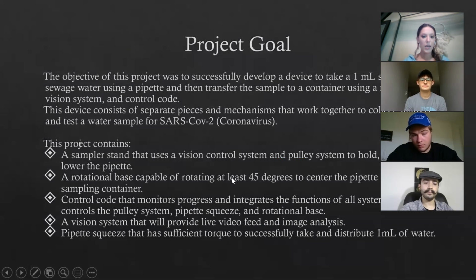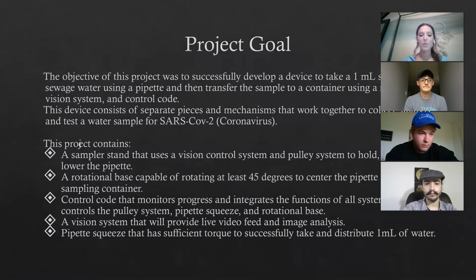This project contains a sampler stand that uses a vision system and a pulley system to hold and lower the pipette. It also contains a rotational base, a control code that controls the pulley system, the pipette squeeze, and the rotational base. It includes a vision system and a pipette squeeze.